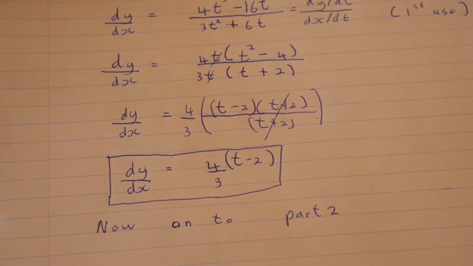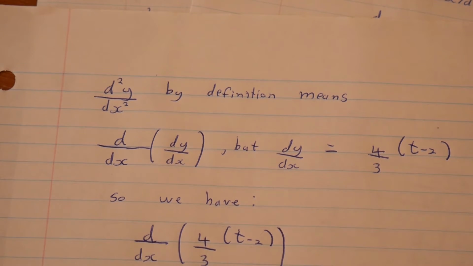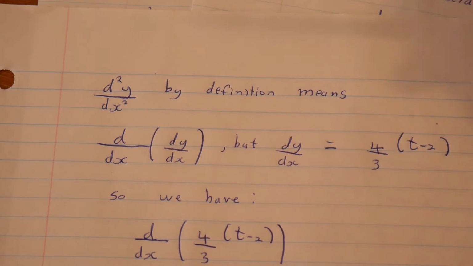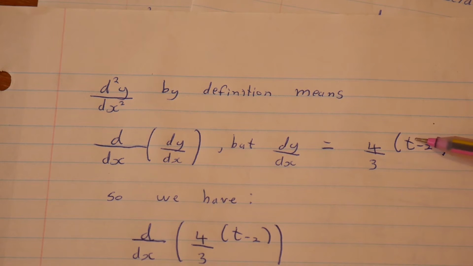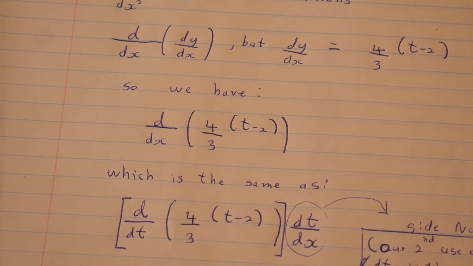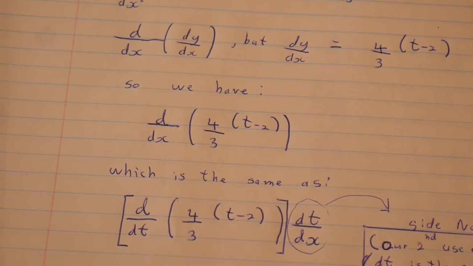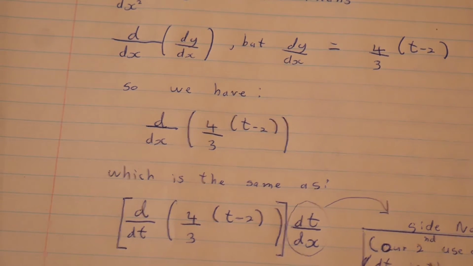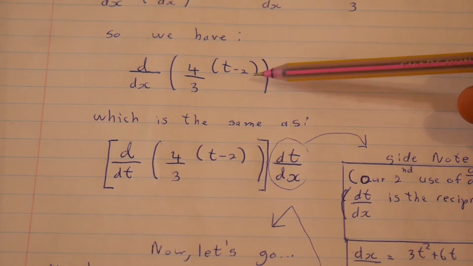Alright, so that's the dy/dx. Now on to part 2. Find the second derivative. Now the second derivative, by definition, means we differentiate our first derivative with respect to x. But our first derivative was 4/3 of t minus 2. So we have d/dx of 4/3 (t minus 2), where t is the variable, and t is not a function of x, right? So we can't differentiate this with respect to x.